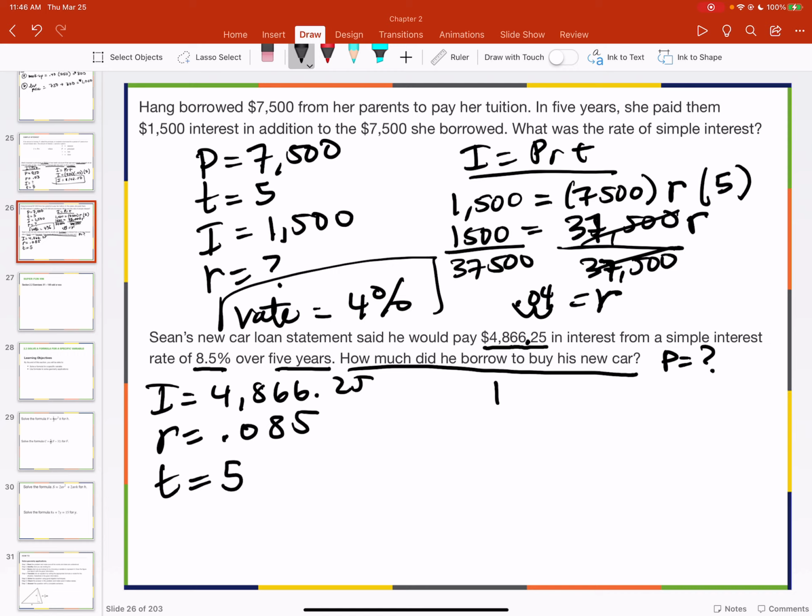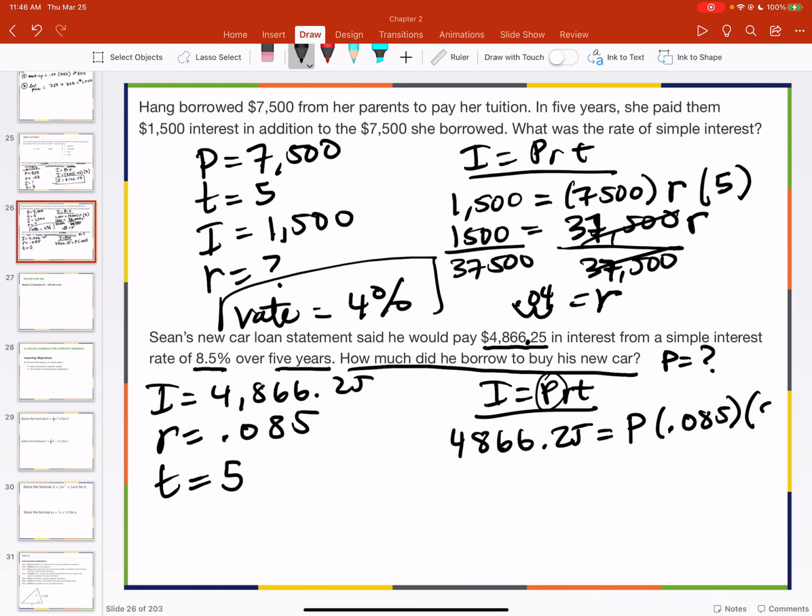So I equals PRT. It's a good habit to write down whatever formula you're using in your work, because eventually you're going to have to grade something that you do by hand. And it's very helpful to see when the student understands what formula is being applied. Okay, so now we're just plugging everything in. I equals, we don't know what P is, so we let that be P, times 0.085 times 5. Okay, so what's 5 times 0.085? That's 0.425.